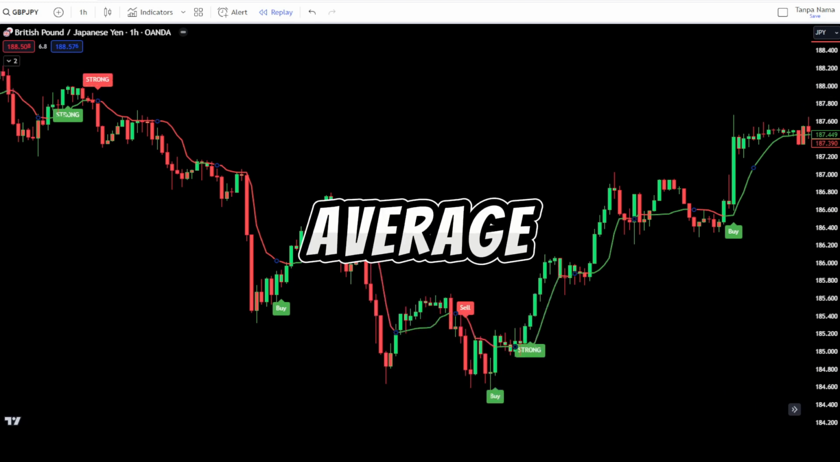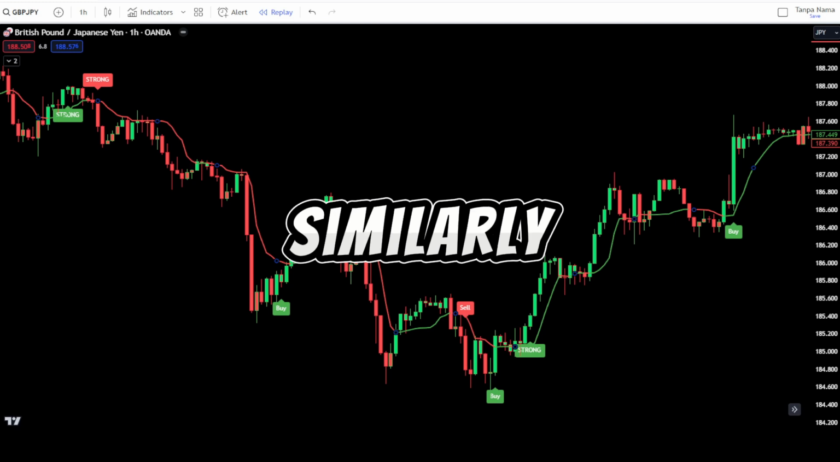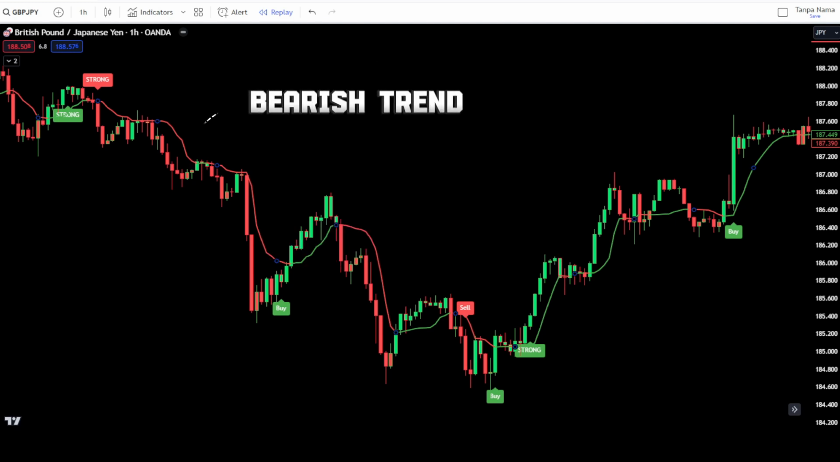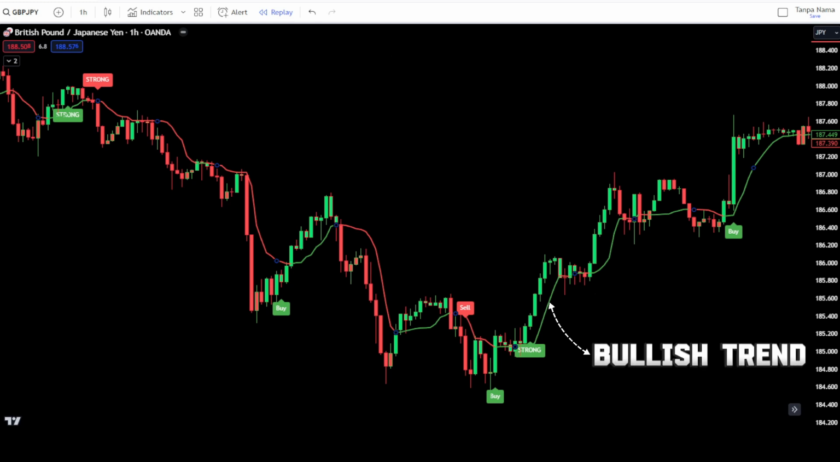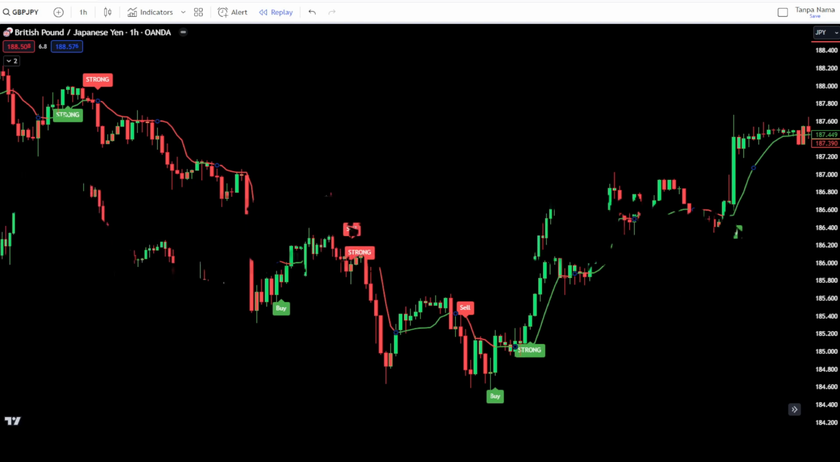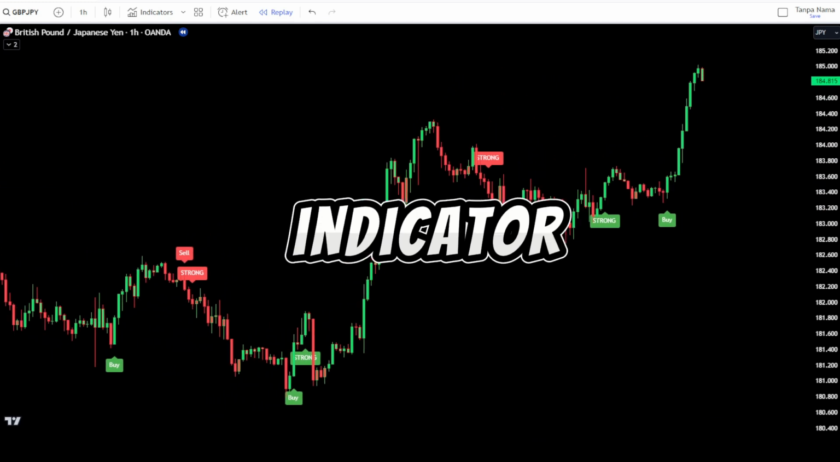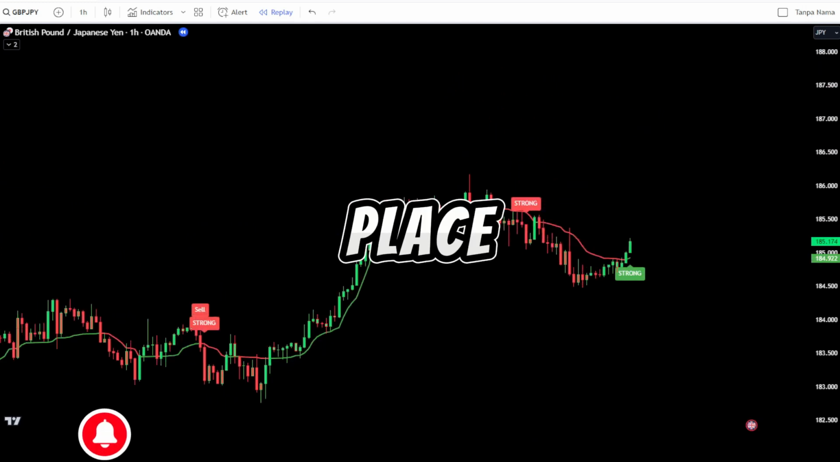The Moving Average Adaptive Q indicator operates similarly to typical trend indicators. If the trend line is red, it indicates a bearish trend, while if the trend line is green, it signals a bullish trend. Now let's discuss how to place buy and sell orders if you want to use this indicator. How to place a buy entry.